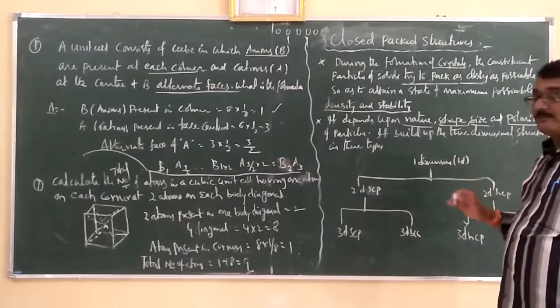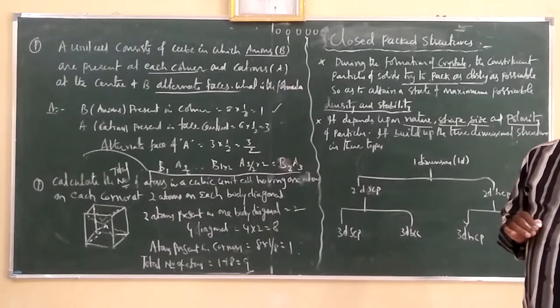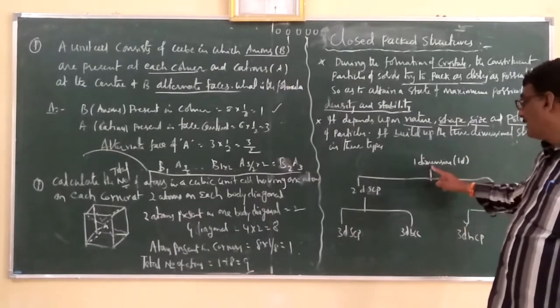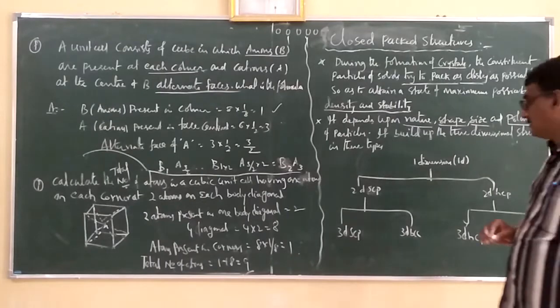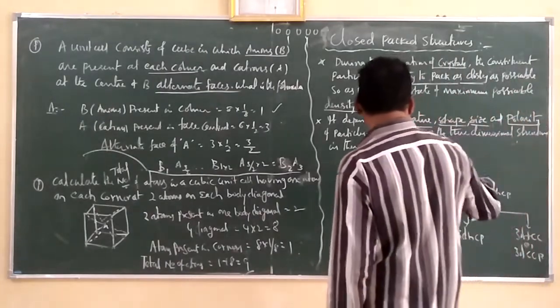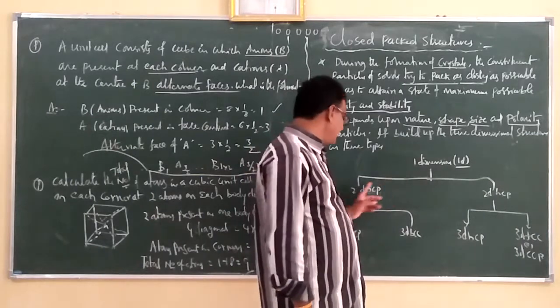Today I am writing the flow sheet for the dimensional closed packed structures. Now I am writing the one-dimensional closed packing pattern. One-dimensional means 1D, which is divided into the two-dimensional ones.